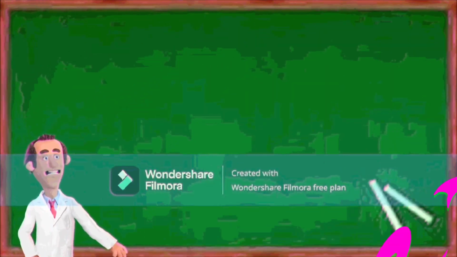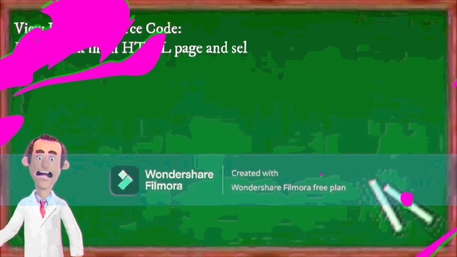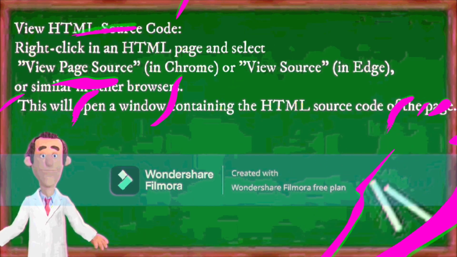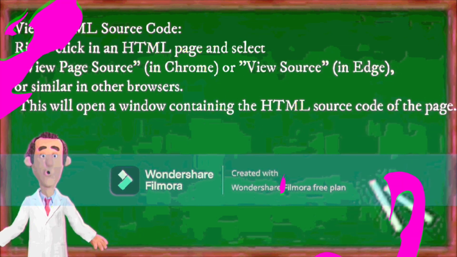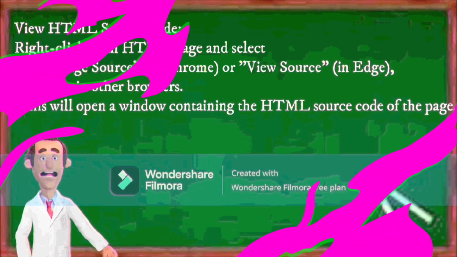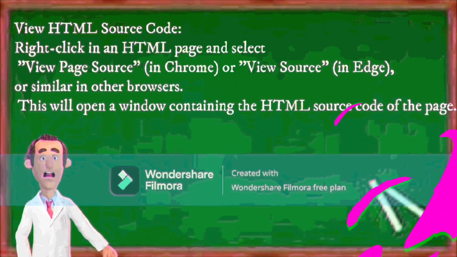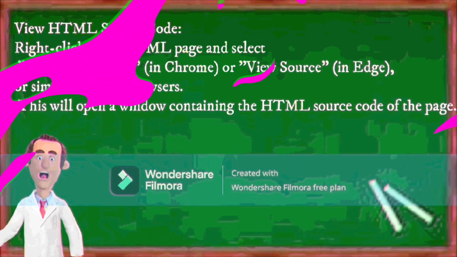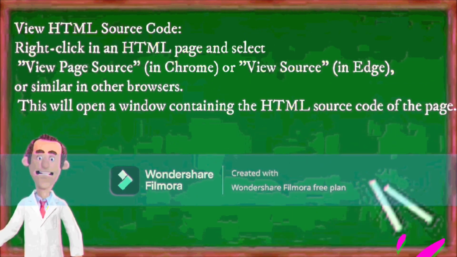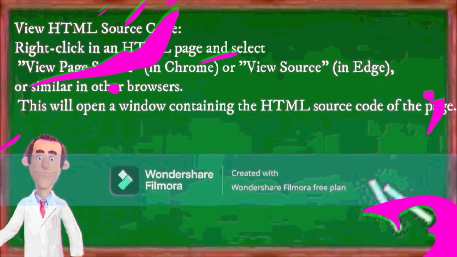Now I will teach you how to view HTML source. Have you ever seen a web page and wondered, hey, how did they do that? View HTML source code: right-click in an HTML page and select View Page Source in Chrome or View Source in Edge, or similar in other browsers. This will open a window containing the HTML source code of the page.